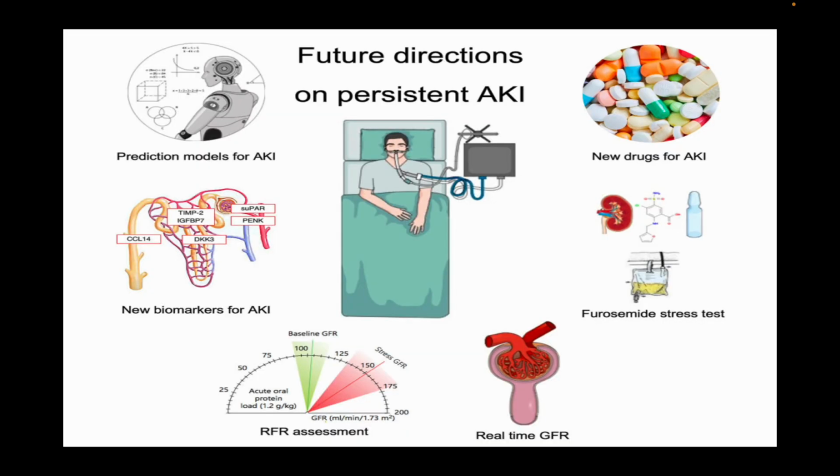So to summarize, the future direction and the future management depends on prediction models of AKI, identifying new drugs to treat AKI, finding out new biomarkers for follow-up and early identification, use of furosemide stress test, real-time GFR monitoring and RFR assessment, because creatinine is not a very good marker.